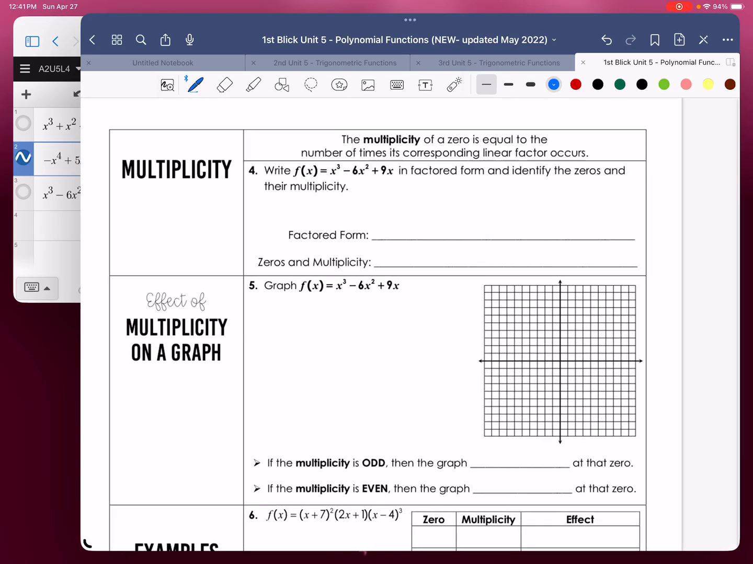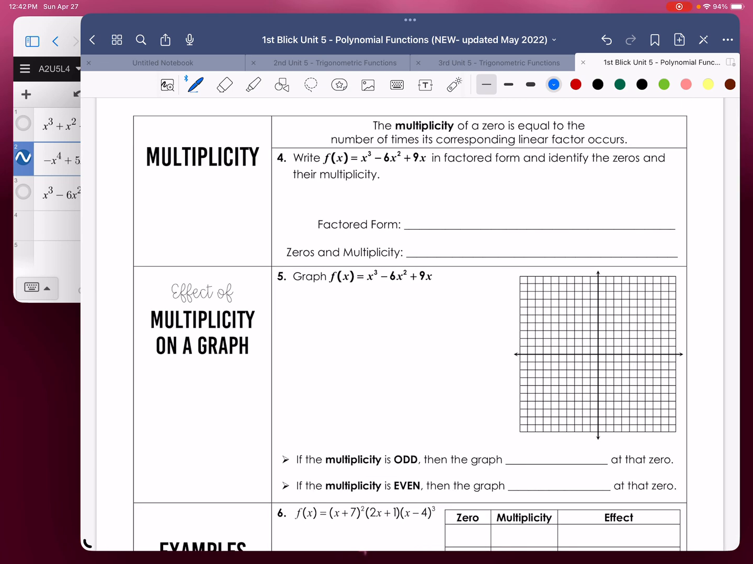The next word we're going to talk about is multiplicity. Now when you are told that a zero has multiplicity, that is the number of times that the factor occurs. So in regular words, what that means is if your factored form looks like this, x minus 2 squared, what we say is the zero of this polynomial is 2, and it has a multiplicity of 2. Okay? The zero is 2, and it has a multiplicity of 2.